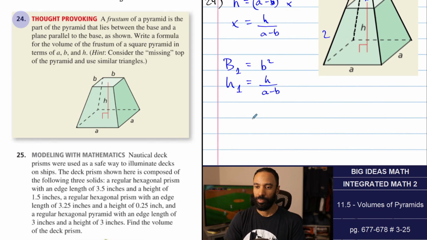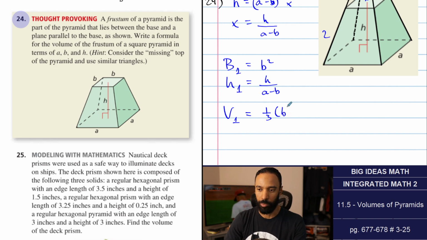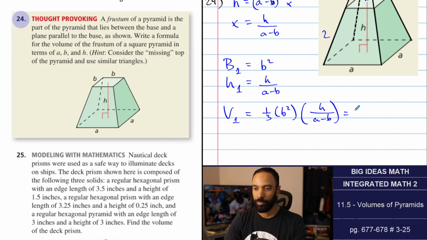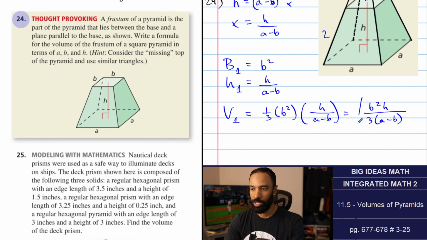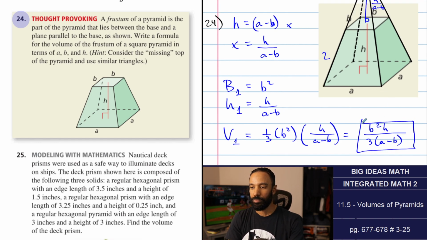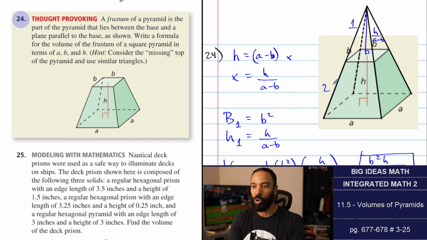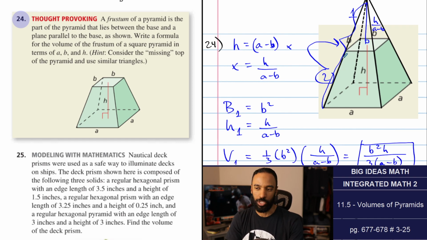So the volume of object 1 is 1/3 area of base times height, which is going to be, this will look kind of weird, b squared times h over 3 times the quantity a minus b. And nothing can really cancel there. So we got one answer there. We're going to subtract that out from the volume of this entire object, object 2, because we got to do a subtraction.